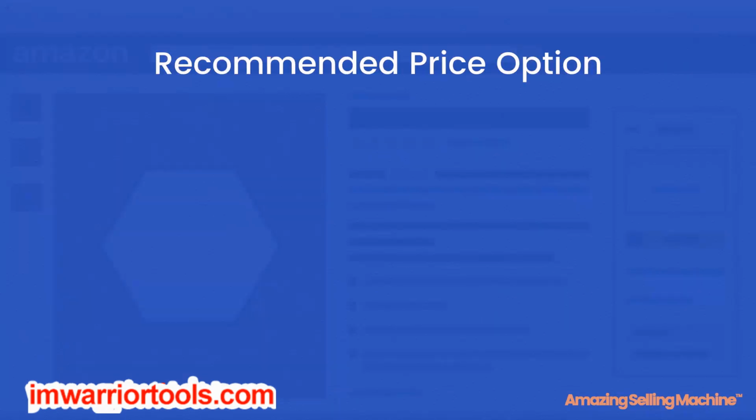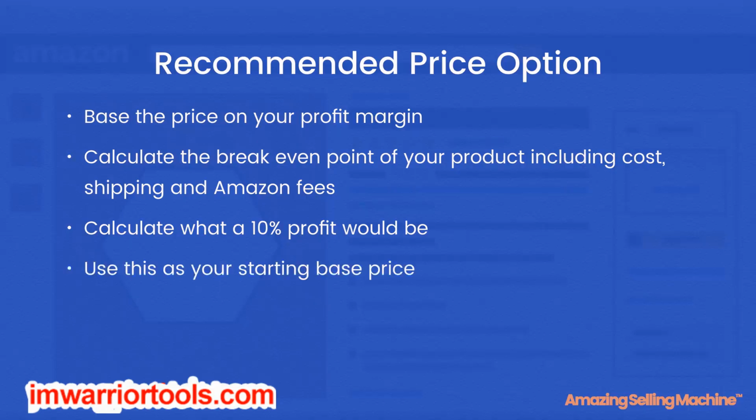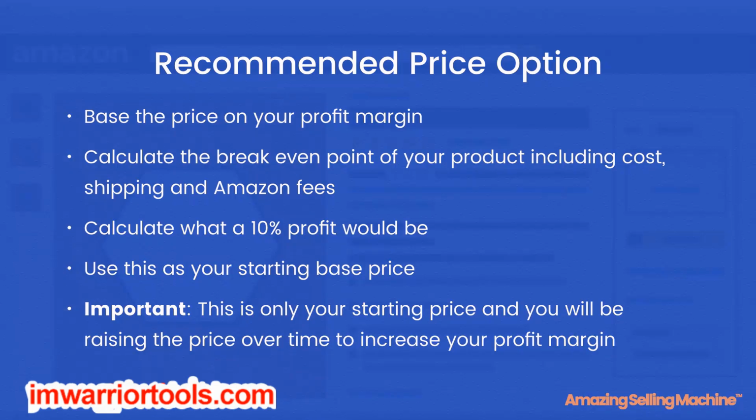Our recommended price option: base the price on your profit margin. Calculate the break-even point of your product including cost, shipping, and Amazon fees. And Mike showed you how to do this in a previous module. Then calculate what a 10% profit would be. And that is your starting base price. Important: this is only your starting price, and you will be raising the price over time to increase your profit margin. And that applies to this method and the next one.